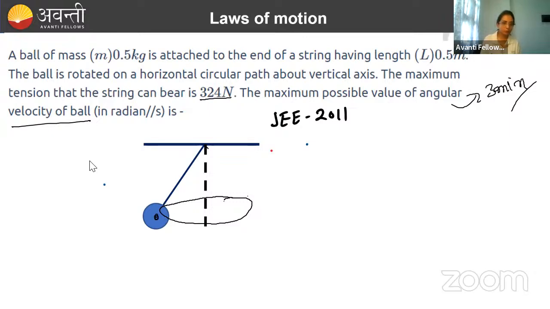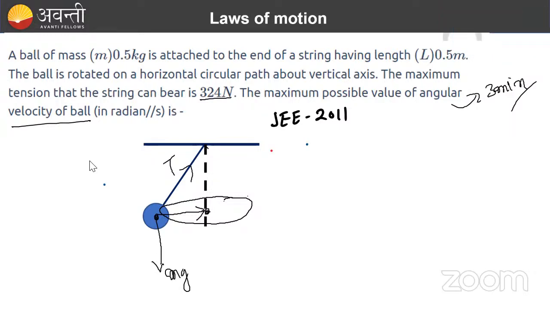Like on this ball, what kind of forces are acting? Downward direction, mg, tension here, and centripetal force would act in this direction. So out of tension and gravitational force, one of these two will provide the centripetal force. Which one? Mg can't have a component along this horizontal line towards the center of this circle. Mg can't provide it. Tension, yes.